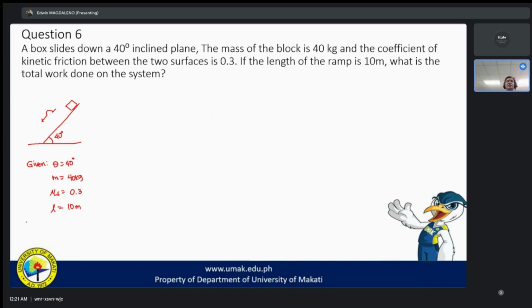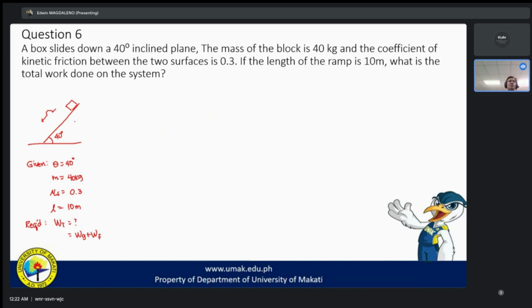And what is required in the problem? Required in the problem is the total work done. So total work, or we could have this as total work equal to the work done. We have no force acting on the object other than gravity, so the work done by gravity plus the work done by friction. But of course, the work done by friction is negative, so it will become subtraction. Now, we need the total work done on the system.